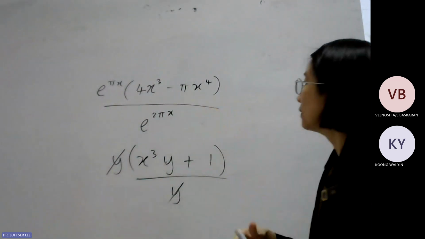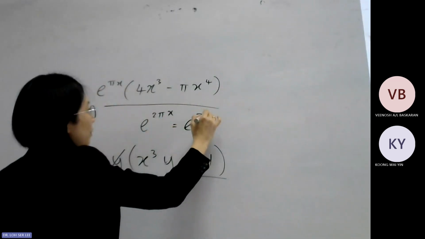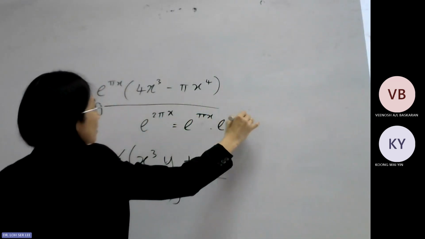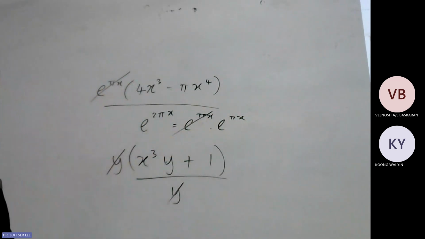So back to this one. This e^(2πx) is actually e^(πx) times e^(πx), so we can cancel out one. So at the bottom, you have e^(πx).